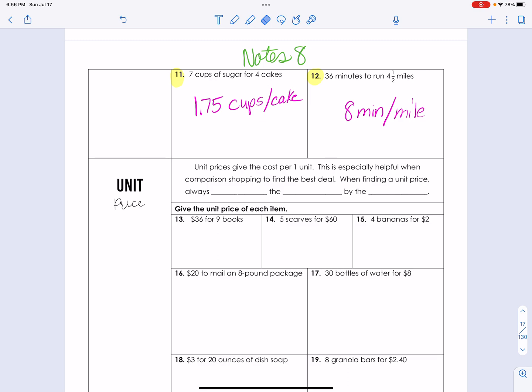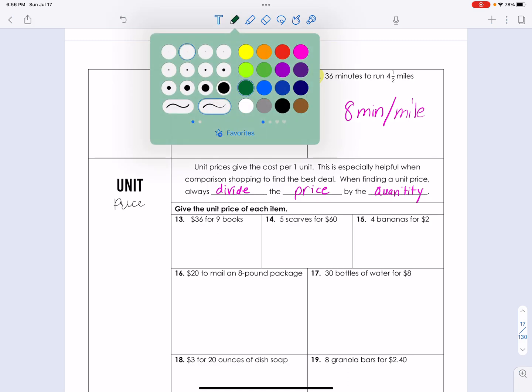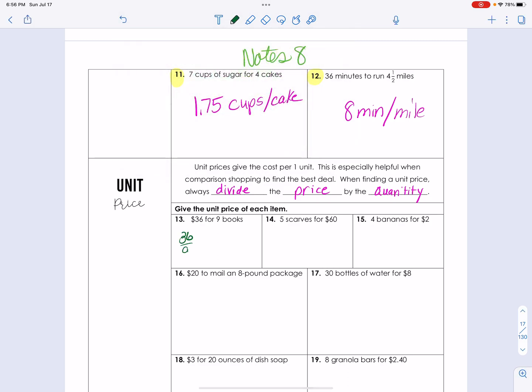So unit prices give the cost per one unit. This is especially helpful when comparison shopping to find the best deal. When finding a unit price, you always divide the price, which goes on the top, by the quantity. All right, so to find the unit price of the first one, you're going to do 36 divided by 9. So it's $4 per book.